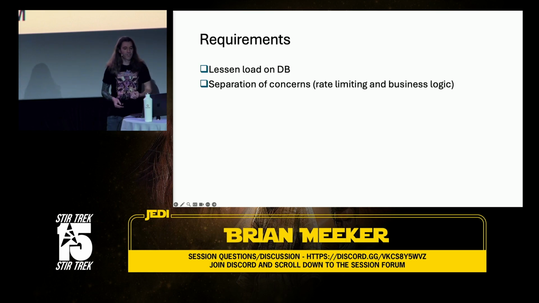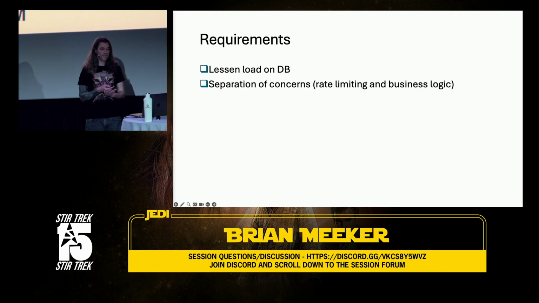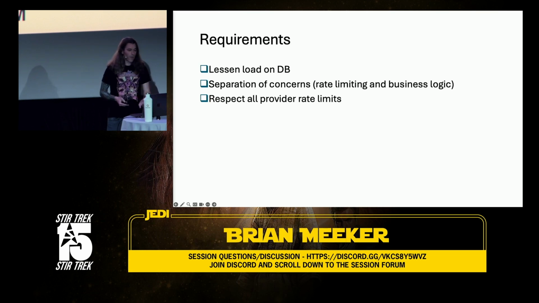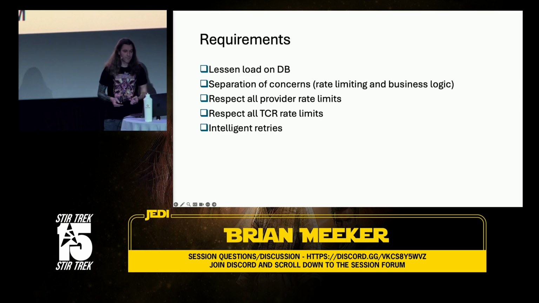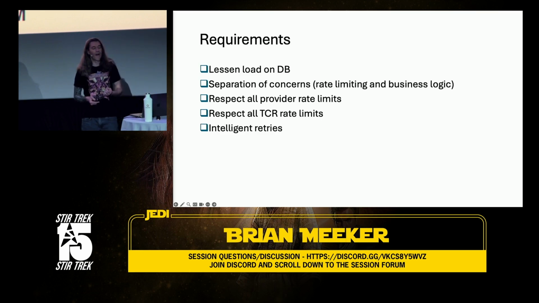We also wanted a separation of concerns between rate limiting and business logic. The way we had bolted TCR rate limits onto our legacy system interleaved the two and made it really hard to reason about what was going on. We also needed to respect all of the TCR and provider rate limits. TCR rate limits had been bolted onto the legacy system, and they just didn't work well. Also related to that was intelligent retries. The legacy system made it hard to know why a message was being rate limited. Since everything was checked in just one job, it was hard to tell at what point the message got rejected.